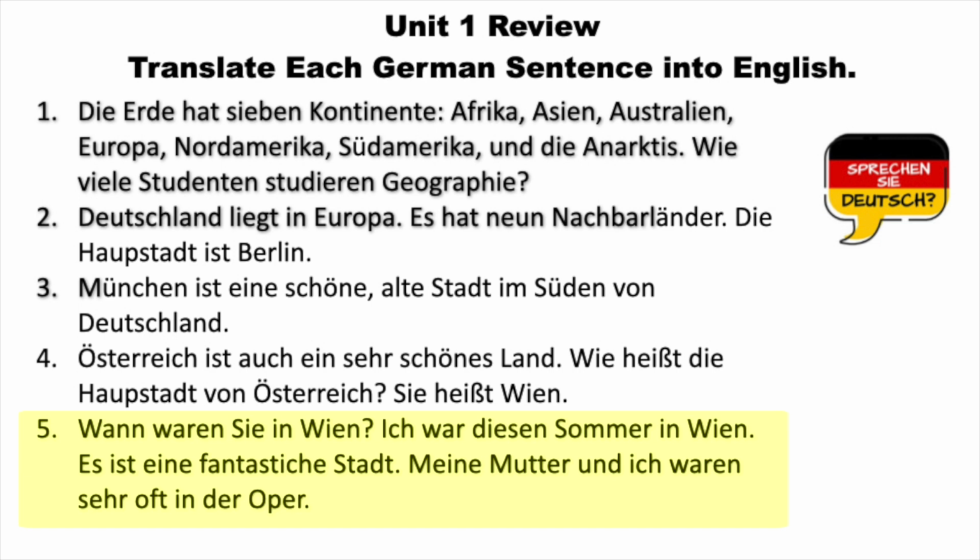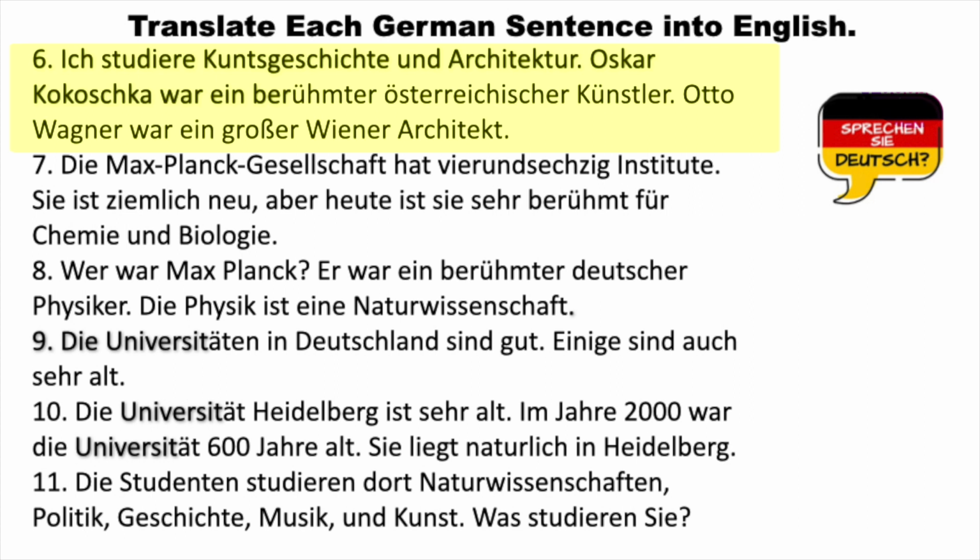Es ist eine fantastische Stadt. It is a fantastic city. Meine Mutter und ich waren sehr oft in der Oper. My mother and I were very often in the opera, apparently when we were there. The next sentence, ich studiere Kunstgeschichte und Architektur. Oskar Kokoschka war ein berühmter österreichischer Künstler. Otto Wagner war ein großer Wiener Architekt. I study art history, so Kunst is art, Geschichte is history, so we have a compound word, art history, Kunstgeschichte, und Architektur, and architecture. Kokoschka was a famous Austrian artist. Wagner was a great Viennese architect.